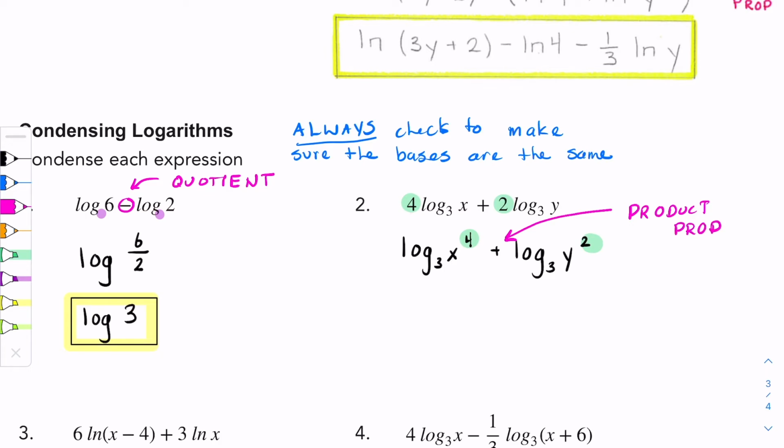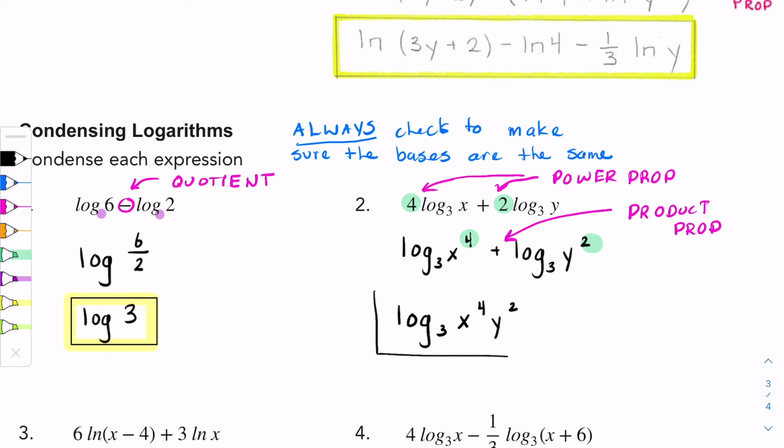I should probably indicate up here that we use the power property. So knowing that I have addition, I can write this as log base 3 of x to the 4th times y squared. This is your condensed answer. It's your simplified answer.